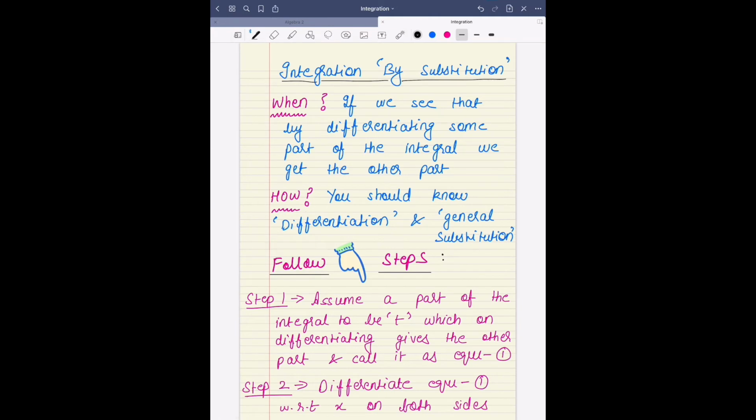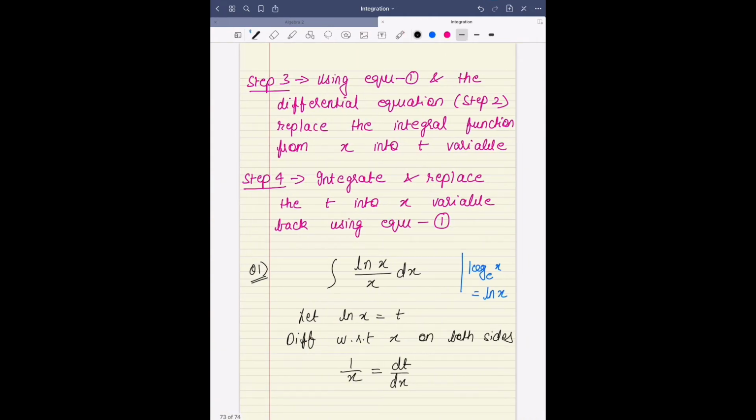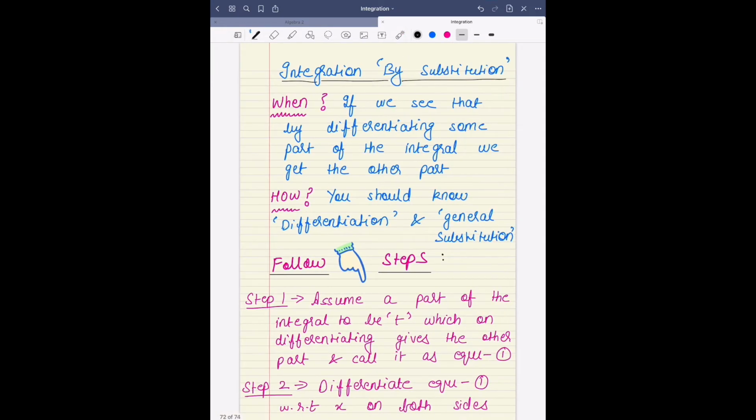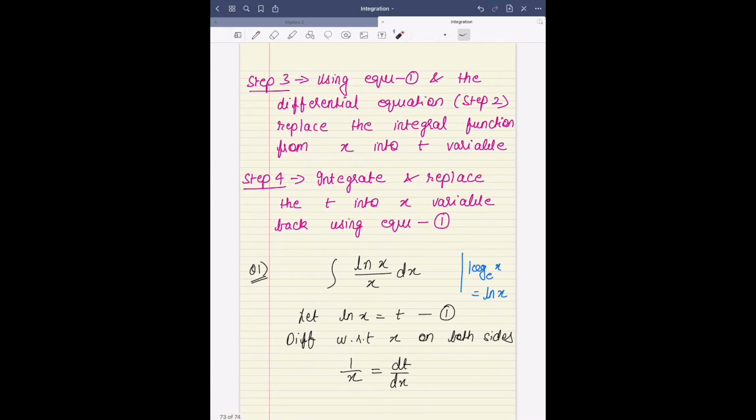So you have to assume a part of the integral to be t. Okay, and we are going to call this equation 1. Why are we using it? We'll see in a bit. Done. Now, step 2 says differentiate equation 1 with respect to x on both sides. We have already done this. We have differentiated with respect to x on both sides to get this function.